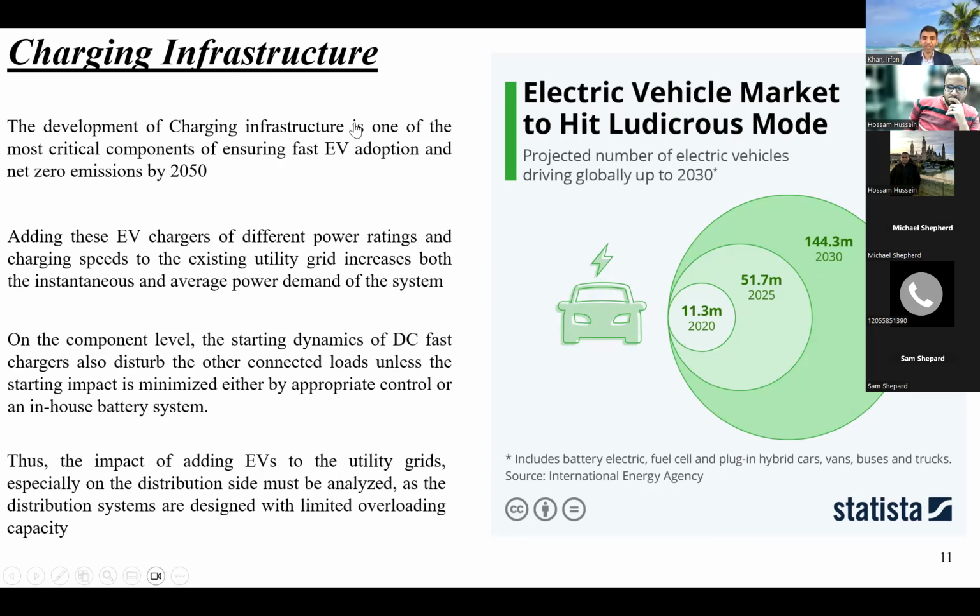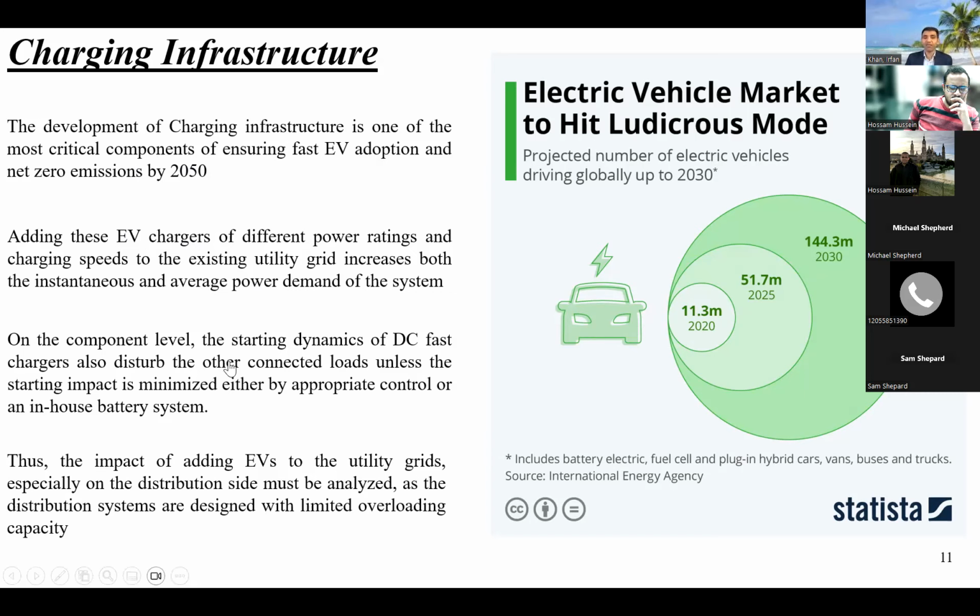So development of charging infrastructure is one of the most critical components of ensuring fast EV adoption. Adding EV chargers of different power ratings at different locations to meet different needs to the existing utility grid increases both average power demand and also instantaneous power demand for the system.